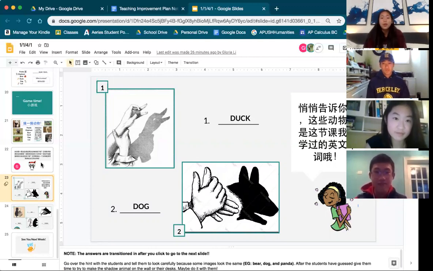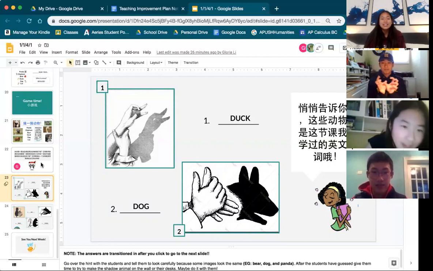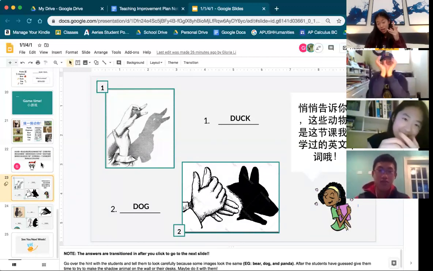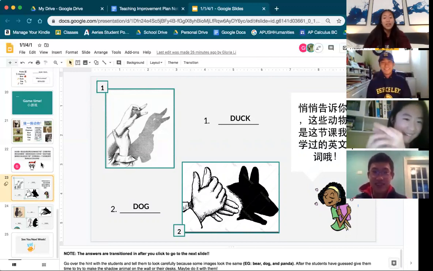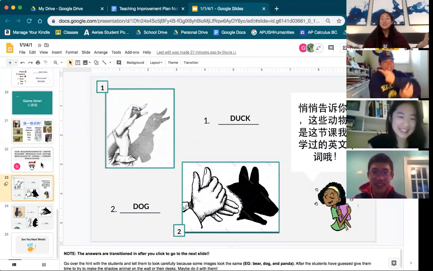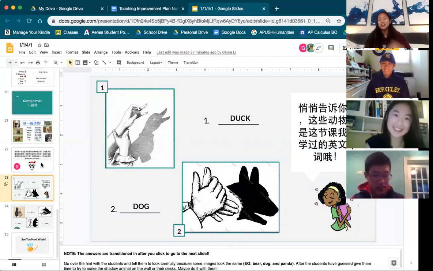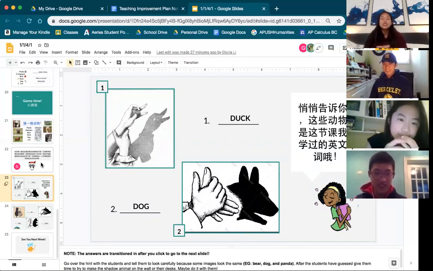Another thing you could also do with this slide, because it's definitely a super fun game, is get the students to make the shadows with you. So you could be like, okay, 大家跟我做一下, and then try to make the duck. I don't know how to make that. Okay, yeah, I'm failing. But hopefully you can do better than I am doing right now with the shadows. But you kind of get the idea. Yes, they want to learn, but you also want to make it as fun as possible.